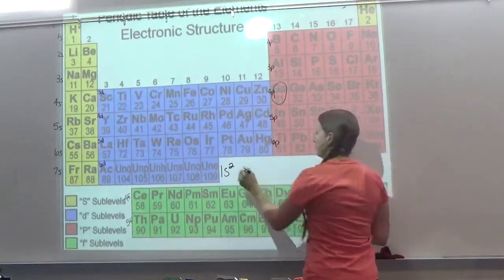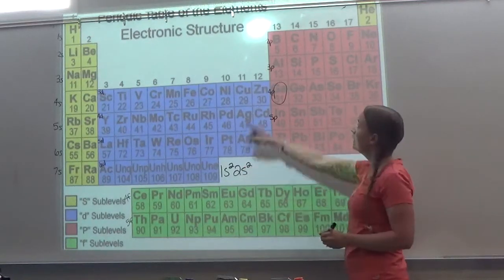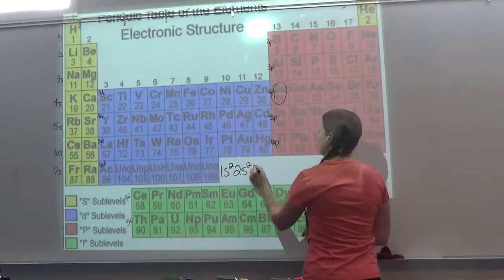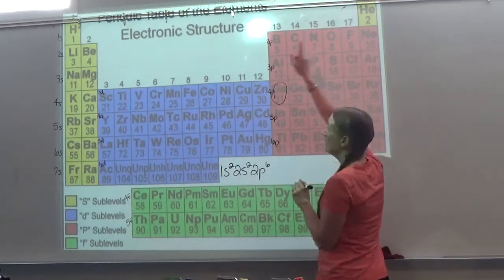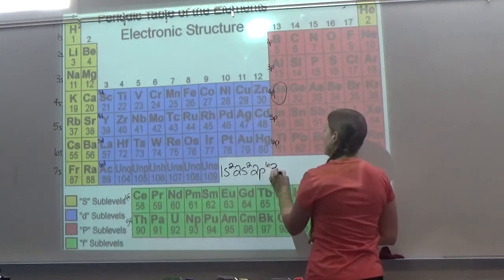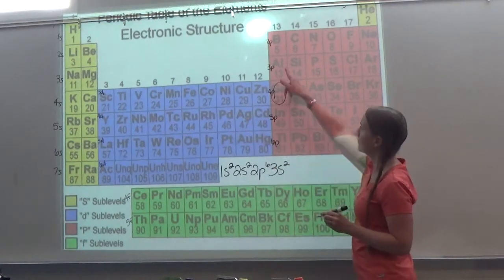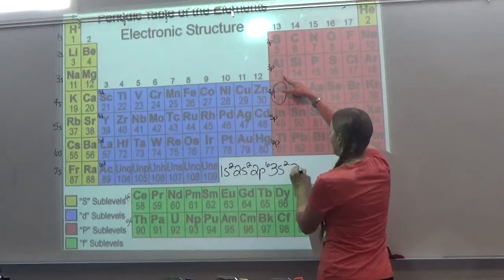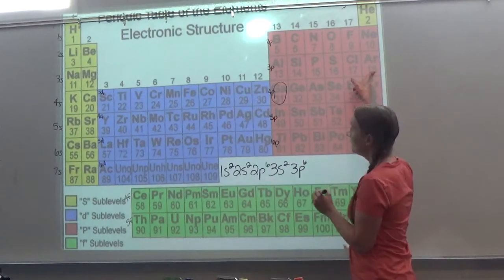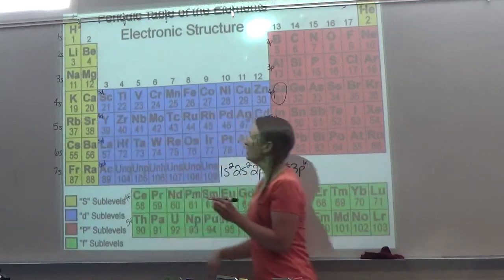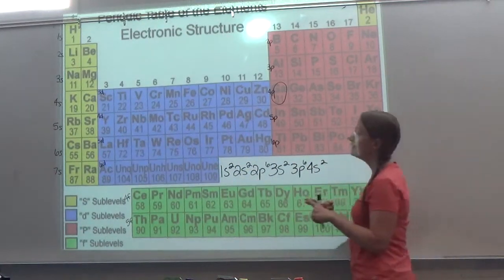Now I'm at lithium, 2s, holds 2, lithium, beryllium. Now I'm at boron, 2p. It can hold 6. That gets me all the way through neon. Now I'm at sodium, Na, 3s, can hold 2, sodium, magnesium. Now I'm at aluminum, 3p, it can hold 6. I need all 6 to get me through argon. Now I'm at potassium, which is 4s. It can hold 2 for potassium and calcium.